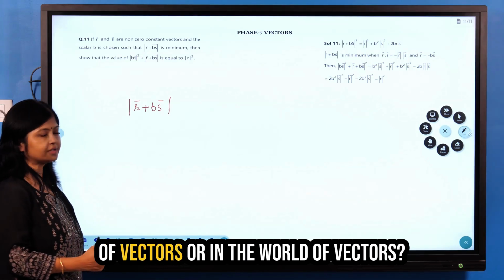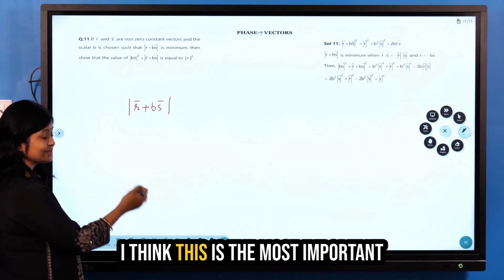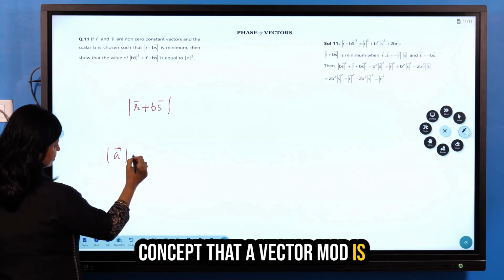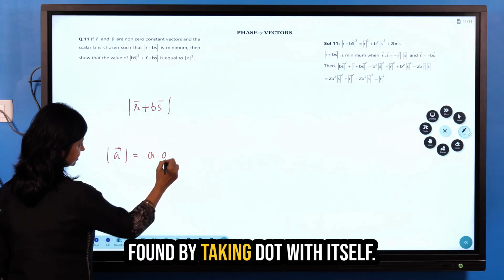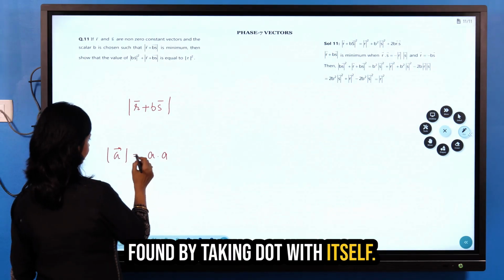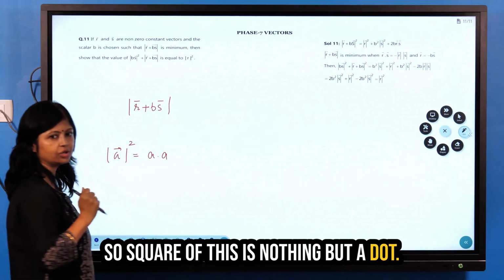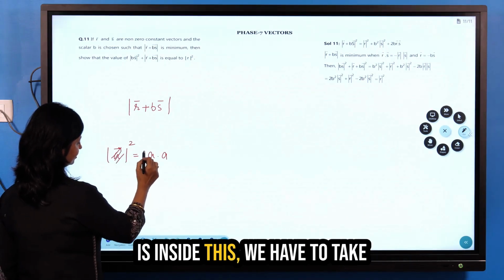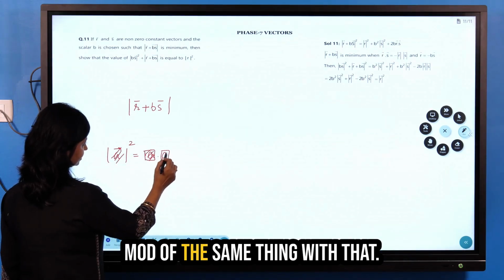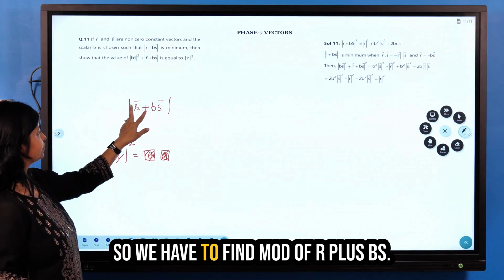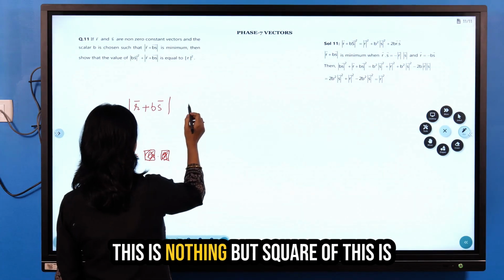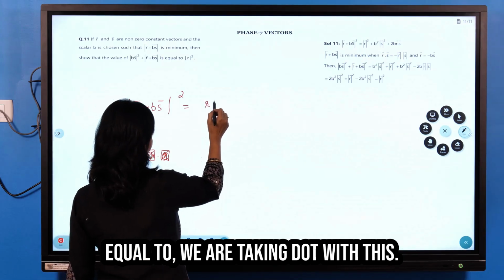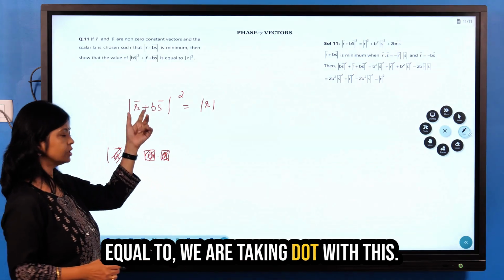In the world of vectors, I think this is the most important concept: a vector's mod is found by taking the dot product with itself. So the square of this is nothing but the vector dotted with itself. Whatever is inside the mod, we take the dot of the same thing with that. So we have to find the mod of R plus BS. The square of this is equal to taking the dot with itself.